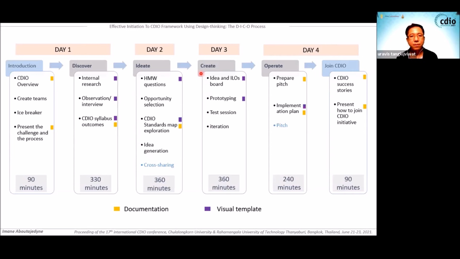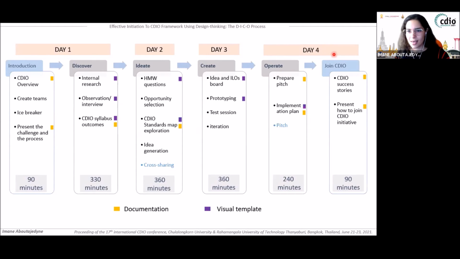So in the create phase, they have to select one idea and prototype it, meaning making it tangible, and need to know what the ILOs are that this idea is achieving. And in the next phase, they have to present the idea and prepare an implementation plan. So operate here is more of a preparation for the implementation rather than having the whole idea and just maintaining it.